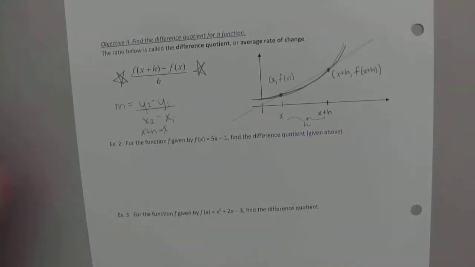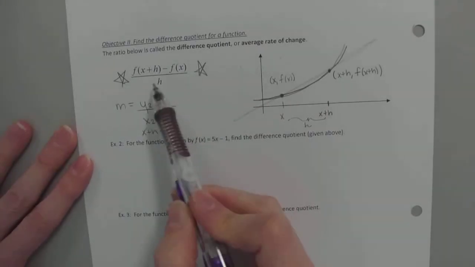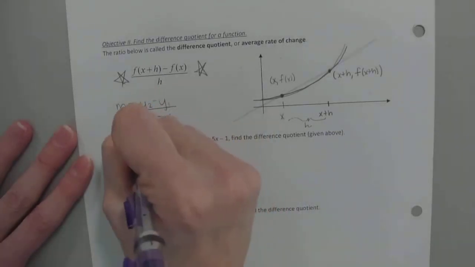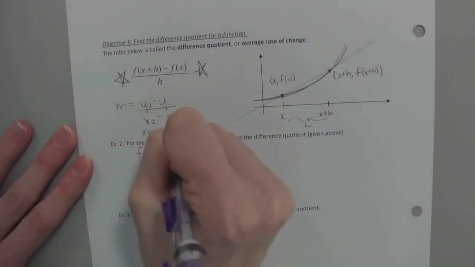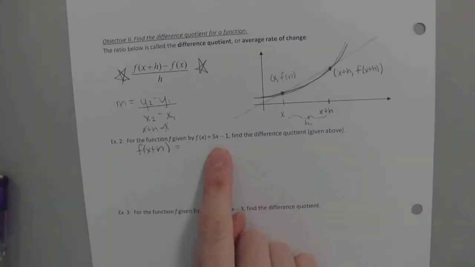So we know the slope is 5. Does everybody agree? We're going to use the difference quotient to prove that works, okay? So how do we do the difference quotients? What I do is I already know what f of x is. It's 5x minus 1. I already know what h is. It's just h. What I don't know is what f of x plus h is.